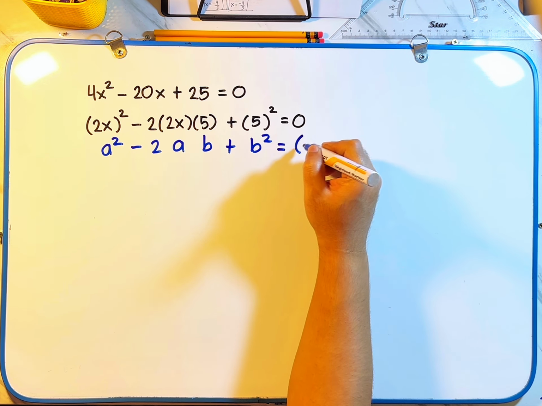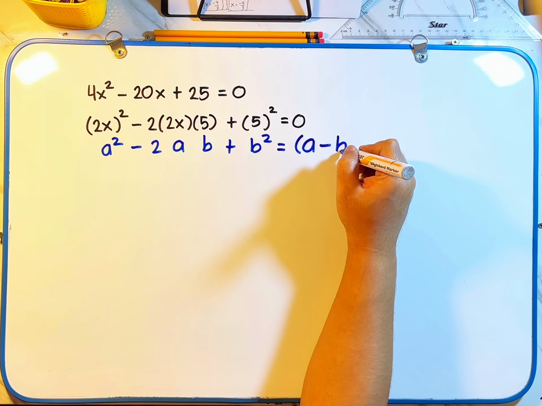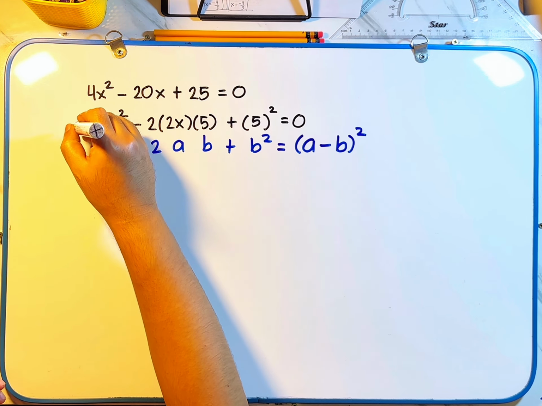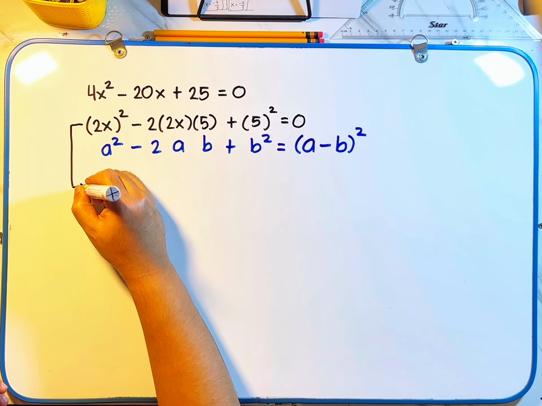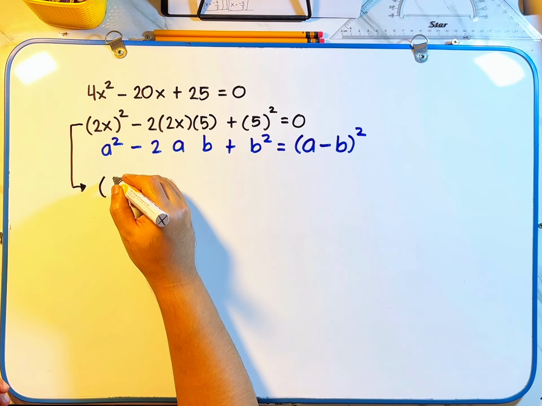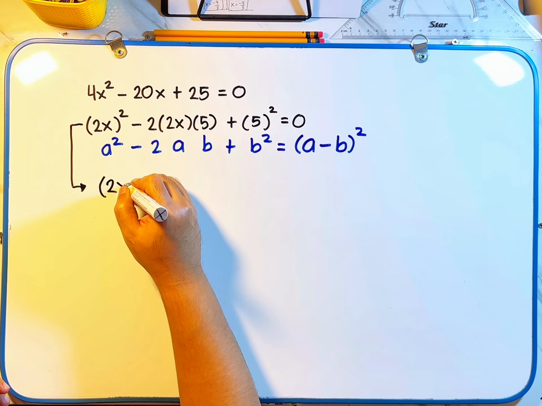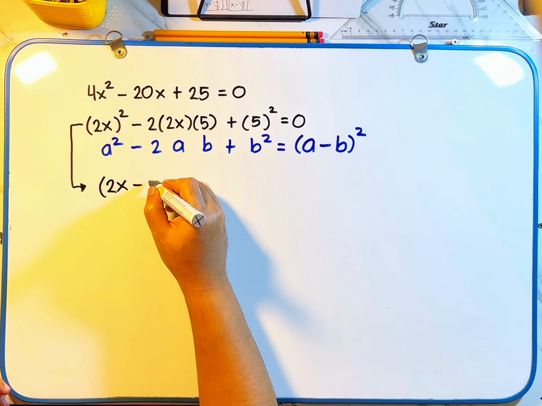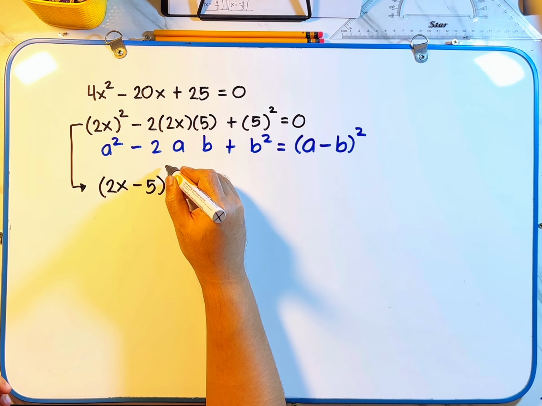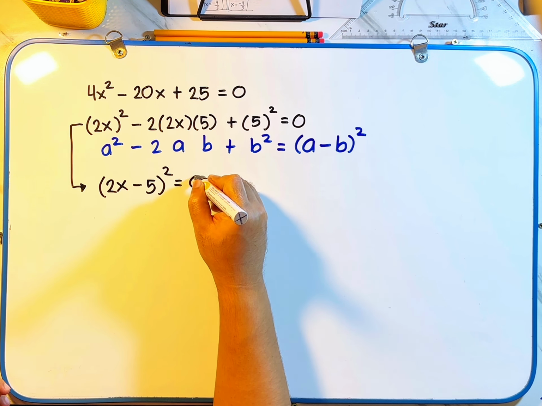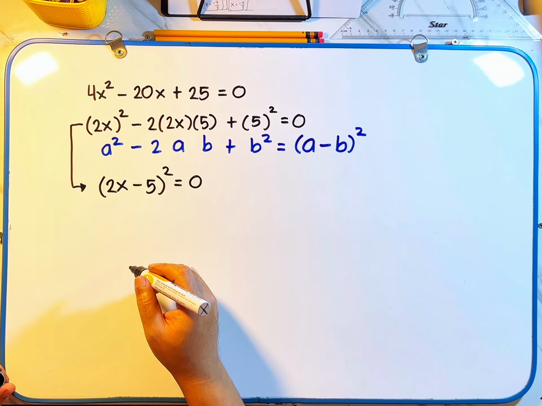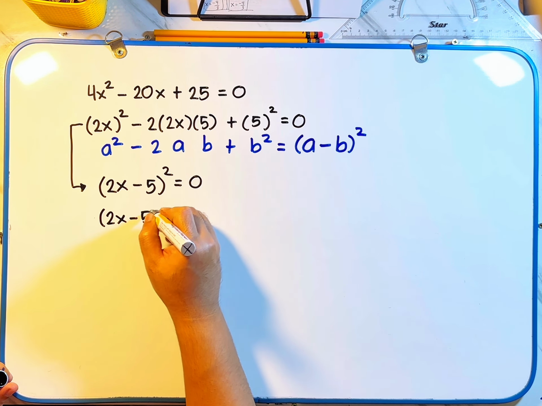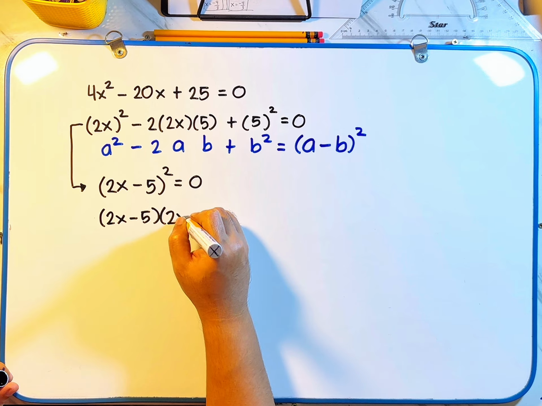And this is equal to the factored form (a minus b) squared. Let us follow this. Therefore, we have a minus b. So a is 2x minus b, our b, is 5 right here, 5 and then squared equals 0. Using the concept of exponents or power, (2x minus 5) squared is equal to (2x minus 5) times (2x minus 5).